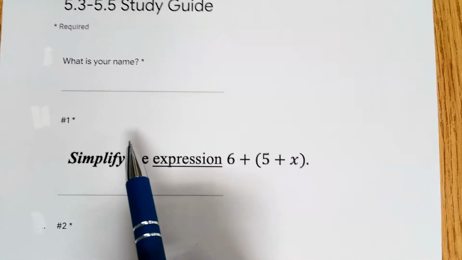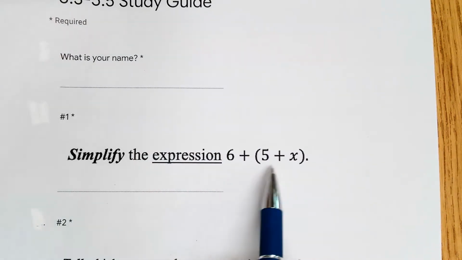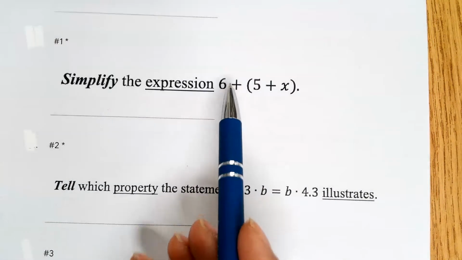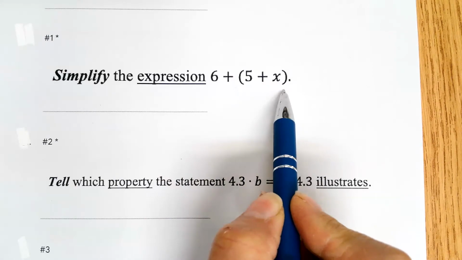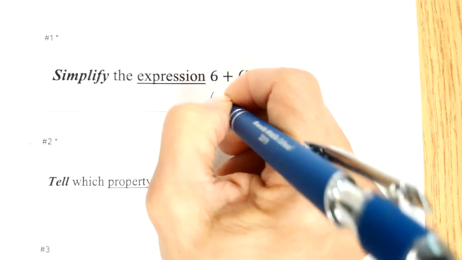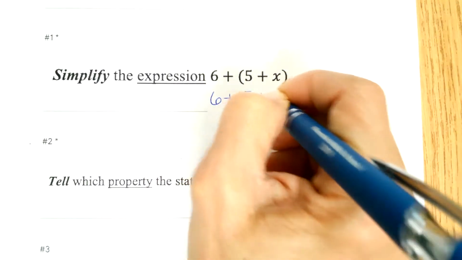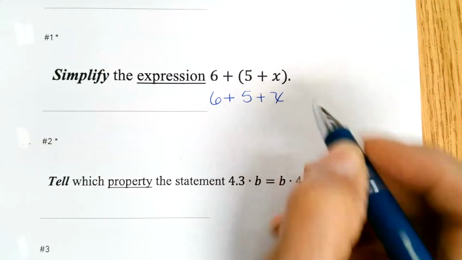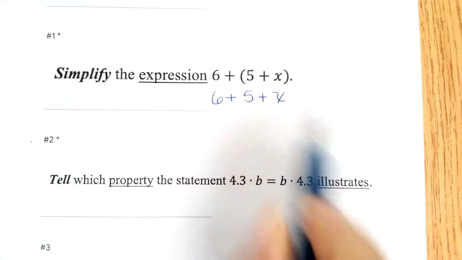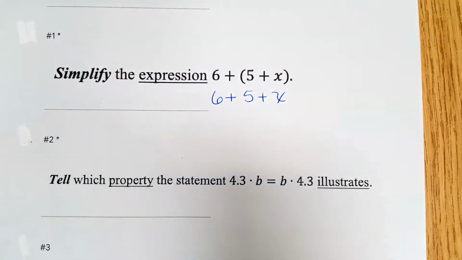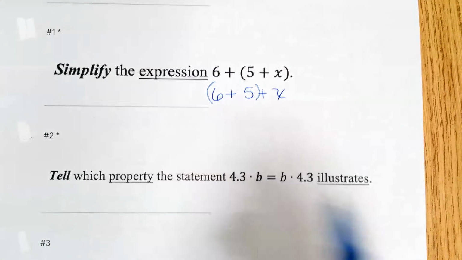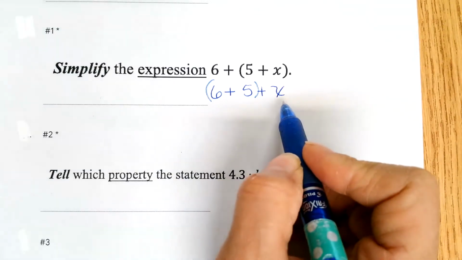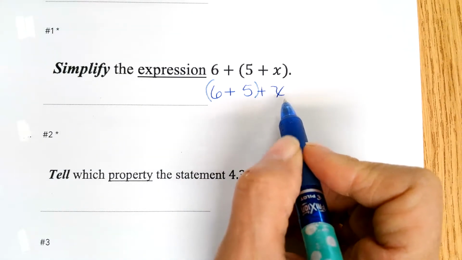So the first one, simplify the expression. Now, this is an expression because there's no equal sign. We know that the associative property tells us we can move these parentheses to make the problem easier. So I'm going to rewrite the problem, right? And then instead of my parentheses here, my parentheses are going to go with my 6 plus 5 because those are like terms. If you remember, those are from the same family. We don't know what x is, so we can't even solve for x.